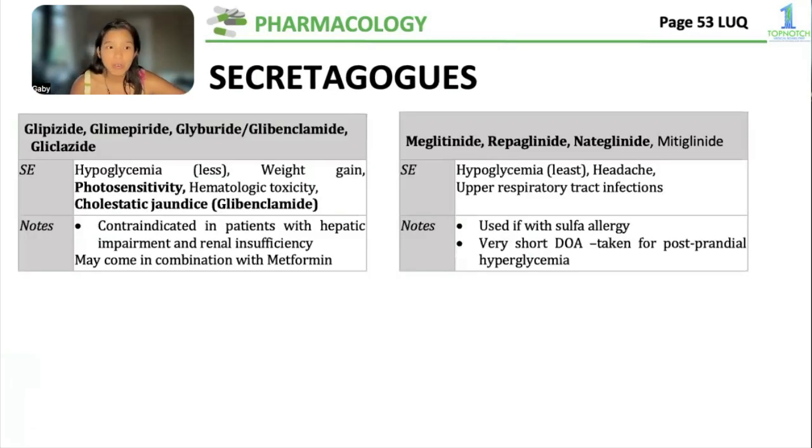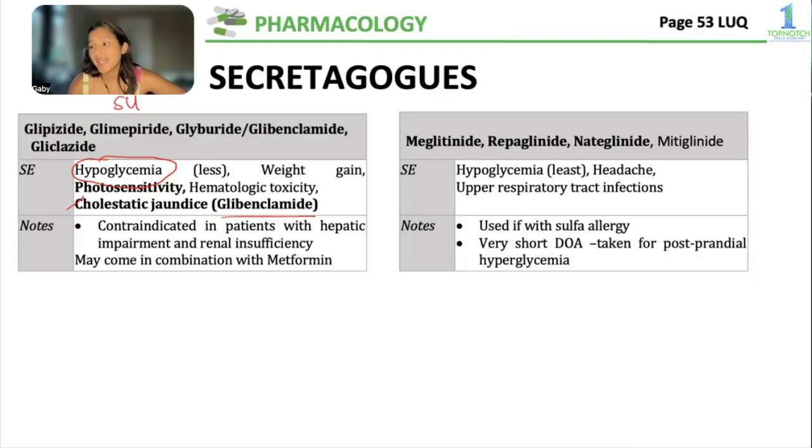So your secretagogues are your sulfonylureas: glipizide, gliclazide, glimepiride, glyburide. They all sound very similar. Like I said, hypoglycemia is a common side effect. They also cause cholestatic jaundice, particularly glibenclamide. So these drugs have really fallen out of favor. It's very rare that you will see these sulfonylureas in use because, again, they do increase the risk of hypoglycemia.